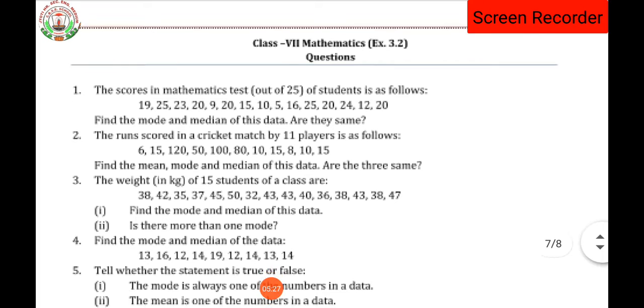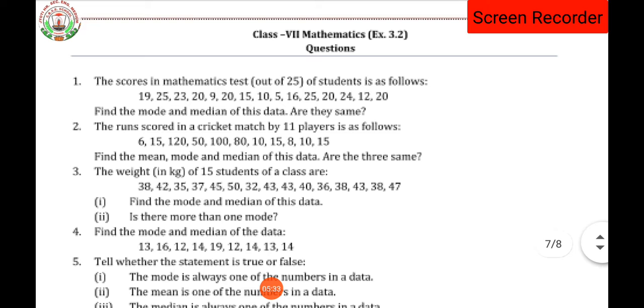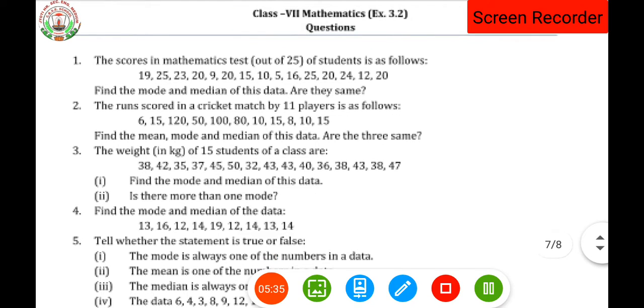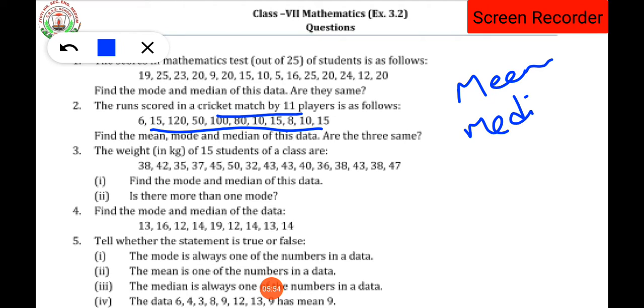Now question number 2. In question number 2 also, what is said? You have to find the mean, mode and median. The three things you have to find over here. The runs scored in a cricket team by the 11 players are given. Each player scores 6 runs, 15 runs, 120 runs, like that the data is given. So with the help of this data you have to find the mean, median and mode.